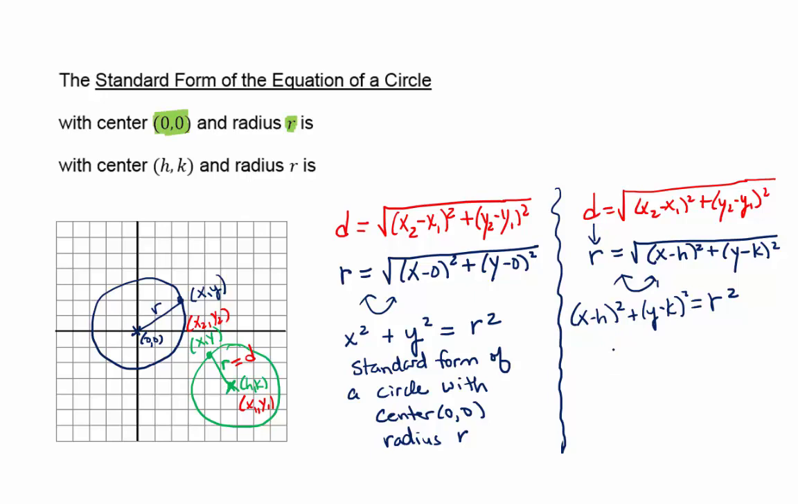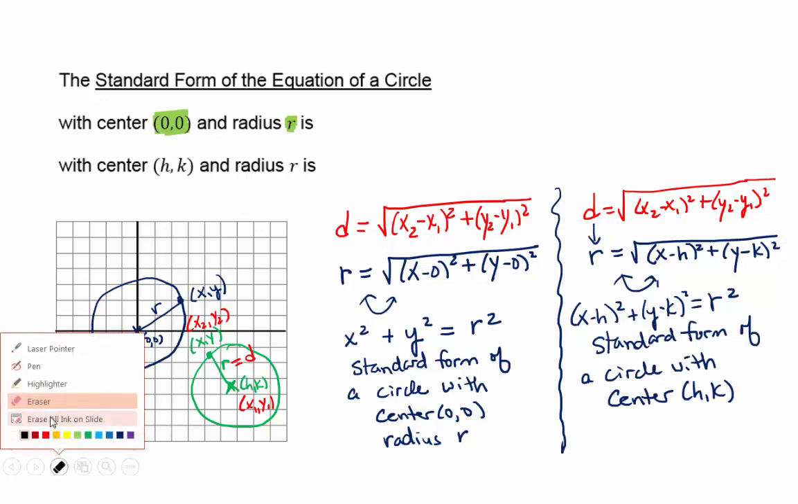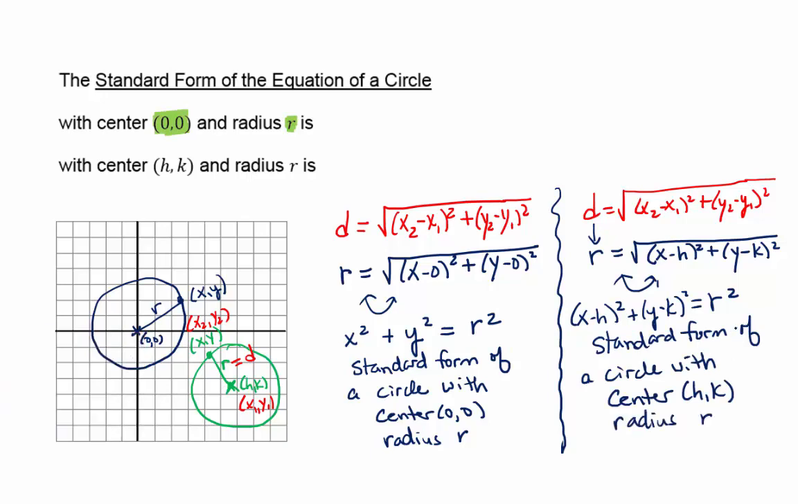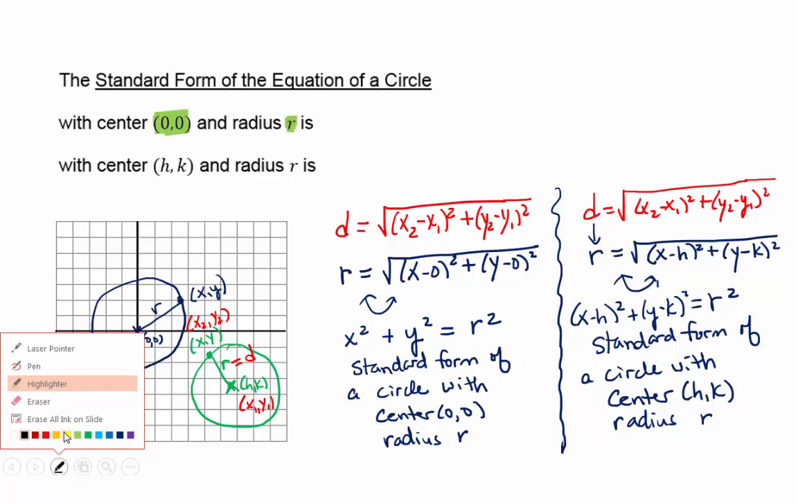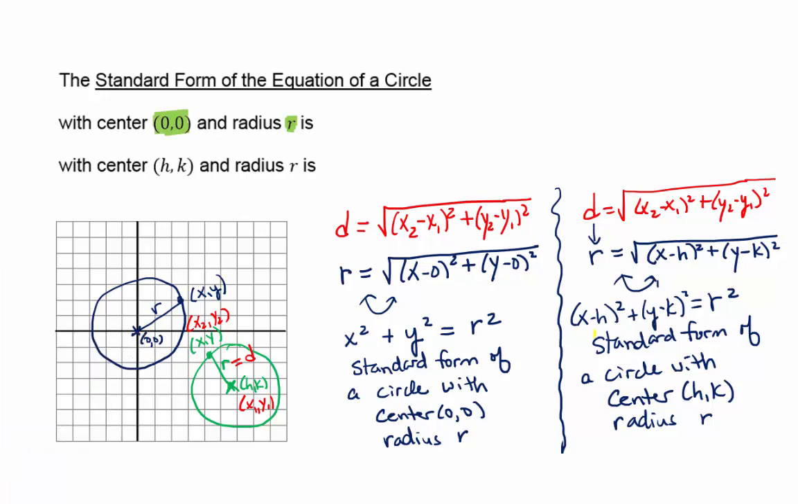This is the standard form of a circle with a center at h, k, remember, and radius r, always r for radius. Also called the center radius form. Now I want to point out once again, if I give you the equation of a circle in standard form, in this form, you can just look right at it. Whatever's being subtracted from x is the x coordinate of the center, whatever's being subtracted from y is the y coordinate of the center, and whatever's being squared on the other side is the radius.